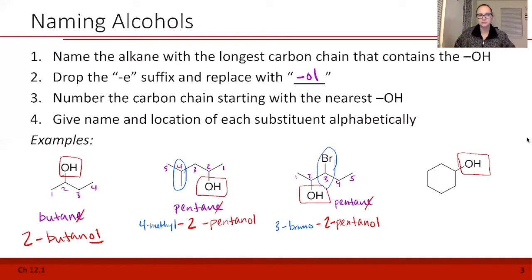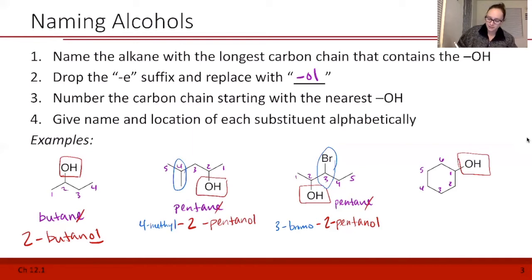And the last one is a cycloalcohol. And so for this one, the alcohol is going to be our number 1. So when we number this, we always put the number 1 at the alcohol, and then we'll number around to make the lowest substituents that we can. In this case, we don't have any other substituents.